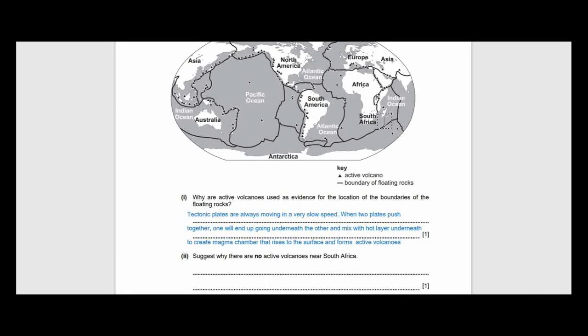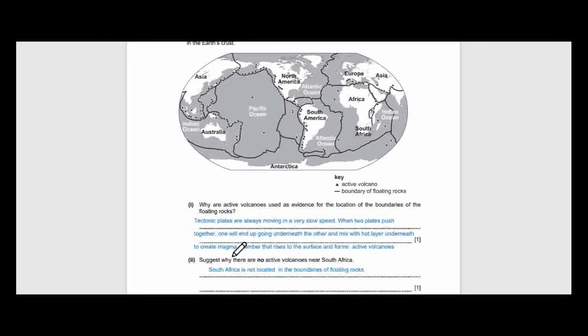South Africa is here. Alright, let's open up the answer. South Africa is not located on the boundaries of floating rocks, so there's no active volcano.